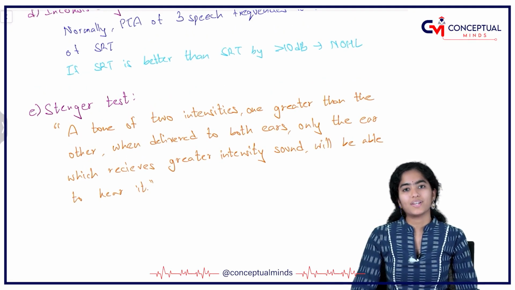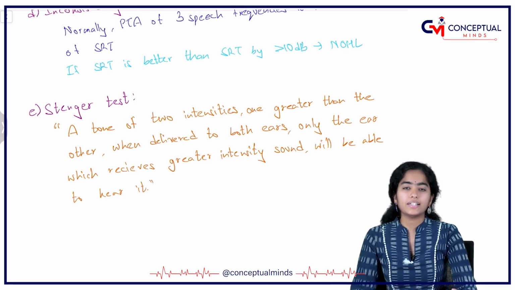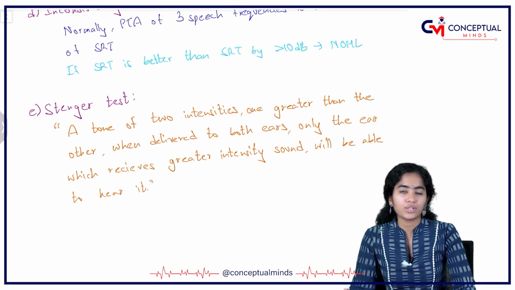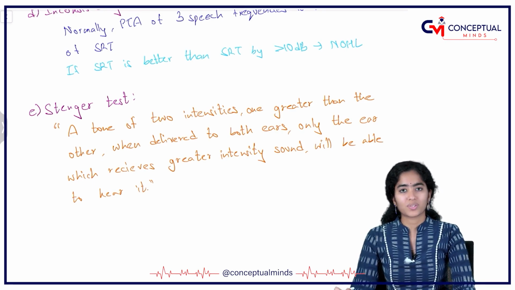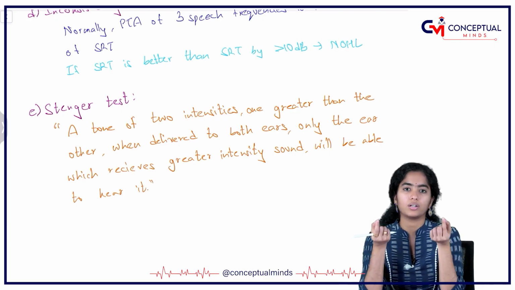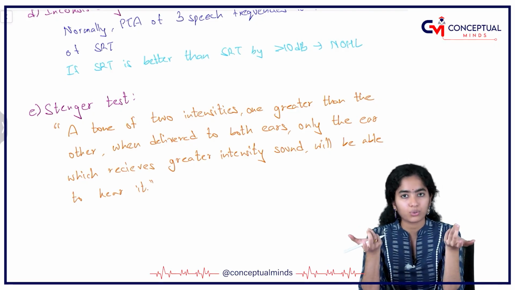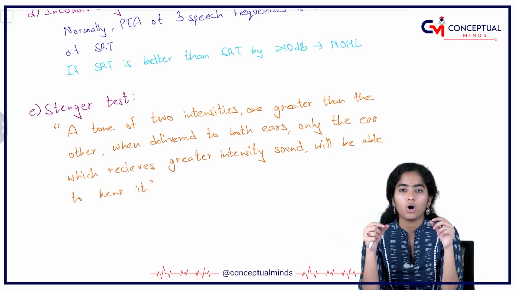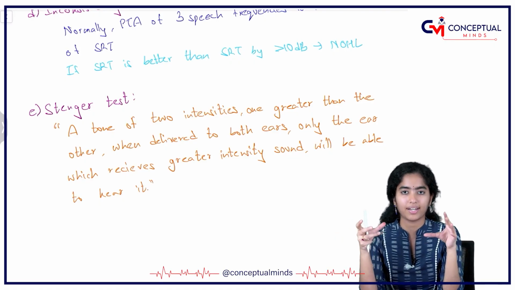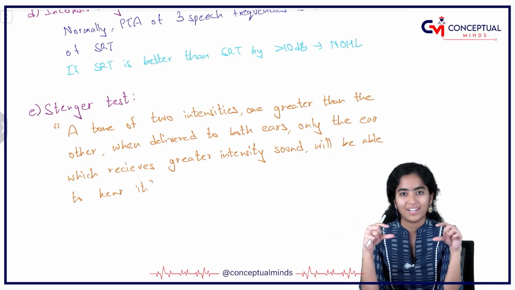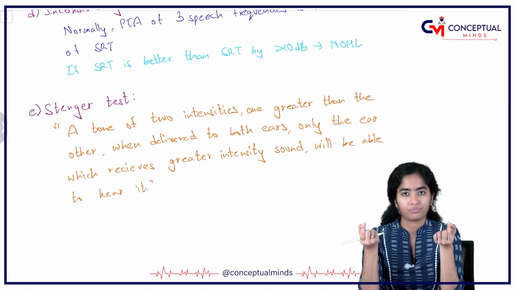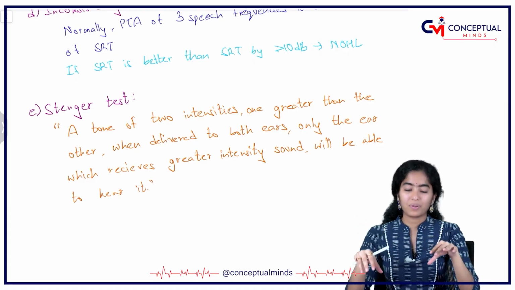For this, what we do is we use a pair of identical tuning forks. Identical tuning forks in the sense, tuning forks with the same frequency. Two tuning forks, both of which have 512 Hz frequency, let us say. Or both of them have 256, something like that. Identical frequency tuning forks, we take two of them. Now, let me explain the statement.